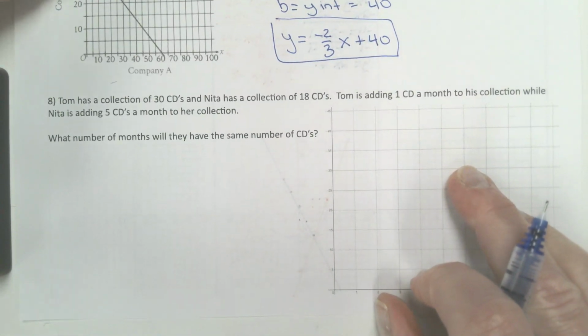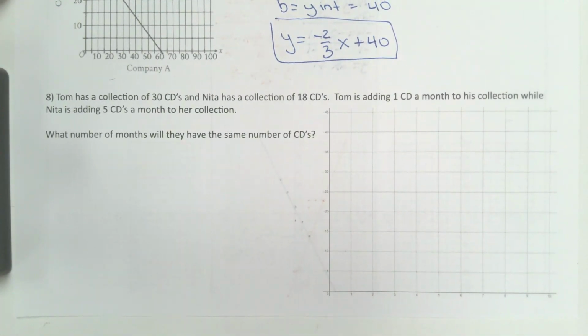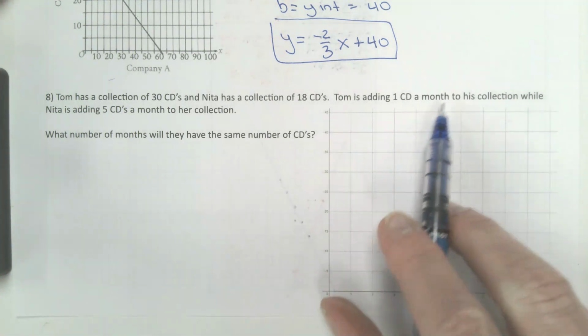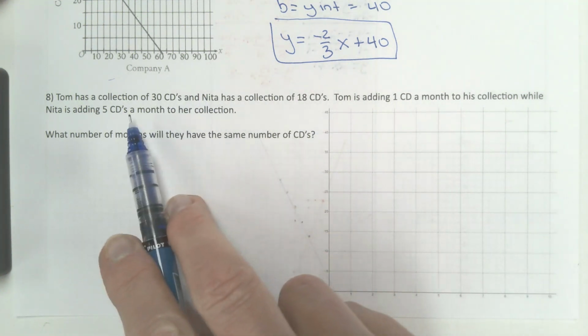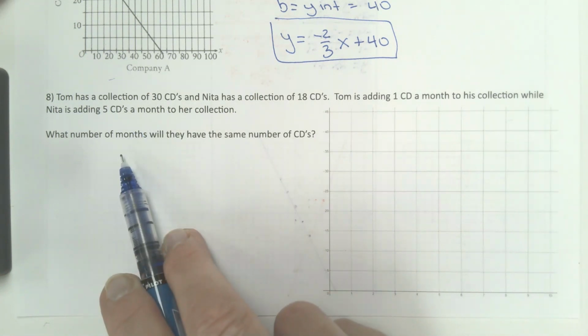Last one. Tom has a CD collection with 30. Nita has 18. Tom is adding 1. Nita is adding 5. When will they have the same number of CDs?